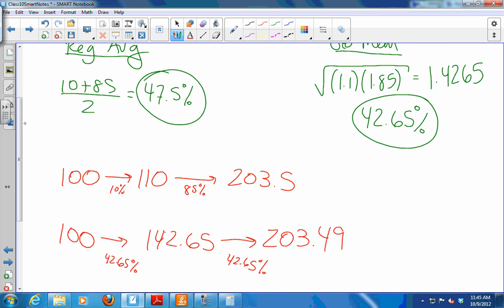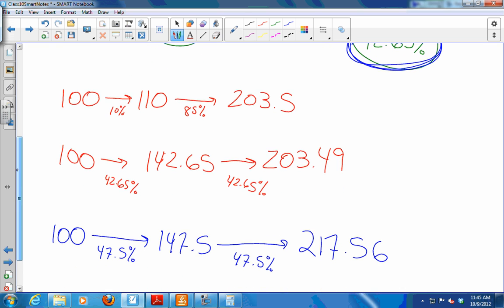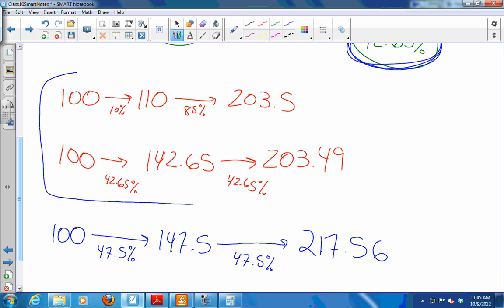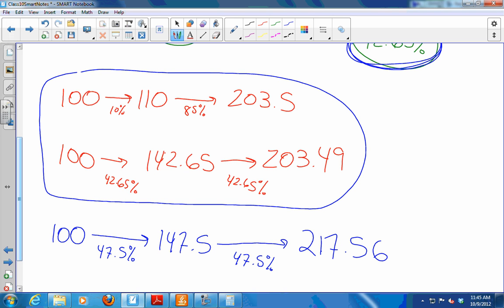So the answer is the geometric mean. And all of this other work is just to show that it's right? To show these two together, show that increasing by the geometric mean twice is equivalent to increasing by 10% once and 85% once.